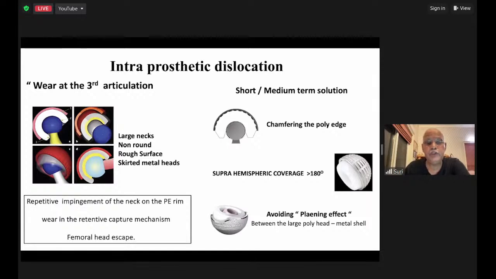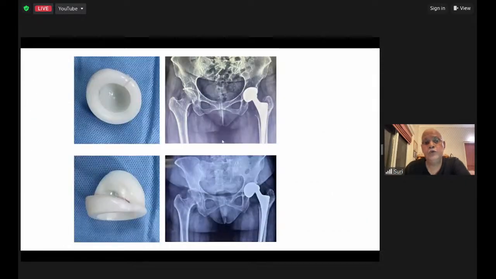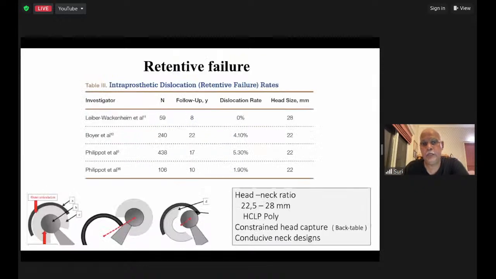So repetitive impingement of the neck on the polyethylene rim is the main reason for the failure where there is a loss of the retentive mechanism and the femoral head escapes, and these need to be addressed. This is one such example we ourselves saw. You see the oblong shape of the poly inside. This sort of wore out, and the head escaped very easily from this, and then it dislocates.